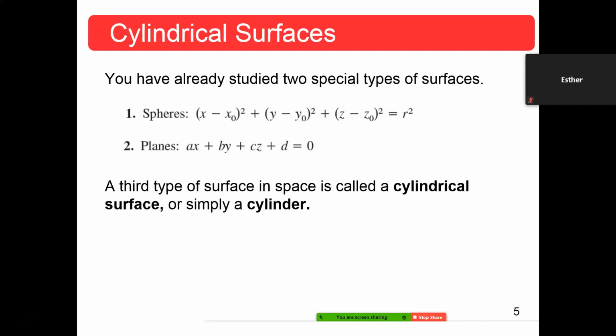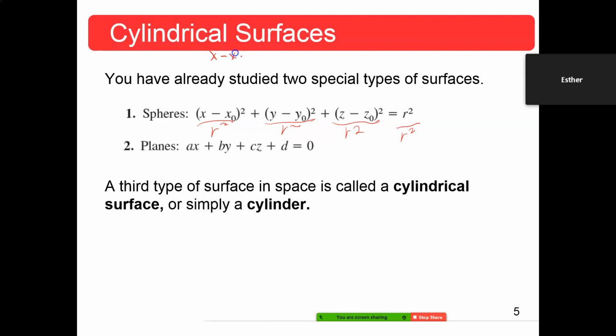It says you have already studied 2 special types of surfaces. One of these is a sphere. A sphere is (x minus x0) squared plus (y minus y0) squared plus (z minus z0) squared is equal to r squared. Now that's one way to express it. I'm going to express it a way I like a little bit better, and this is based on what we're going to do in the future. Okay? Let's divide everything by r squared, where r is the radius of that sphere.